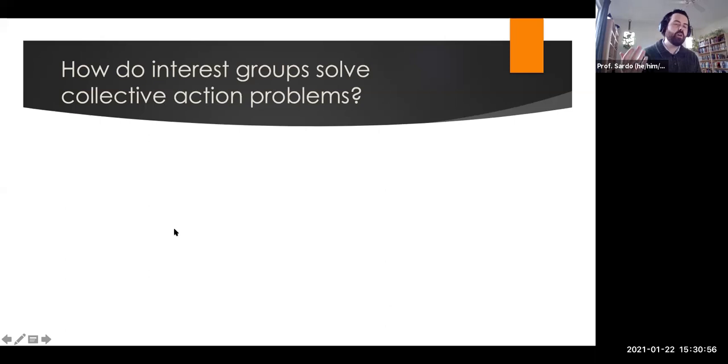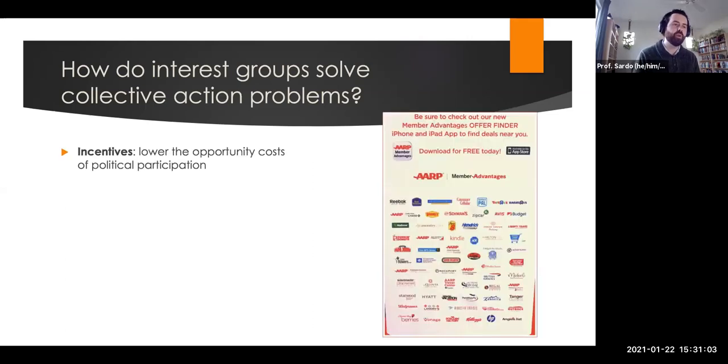So just as we talked about parties as rational responses to certain collective action problems, we can also think of interest groups in the same way. So how do they solve these collective action problems? One way is to lower the opportunity costs of political participation. They provide material benefits, tangible benefits, like giving money by joining the AARP and paying dues that the lobbying organization then uses to influence policy.